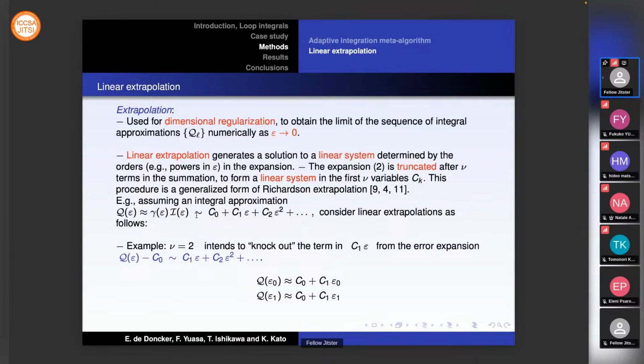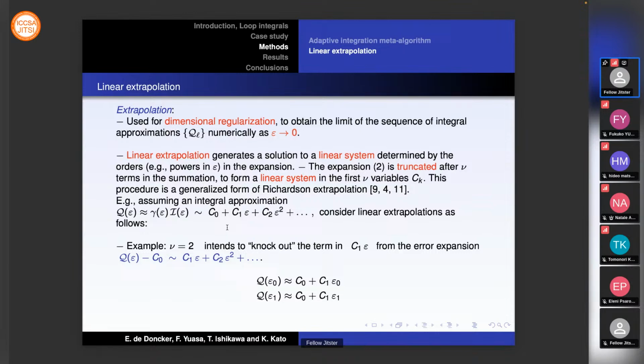So the extrapolation really obtains a dimensional regularization in the dimensional regularization parameter epsilon, which corresponds to obtaining the limit of a sequence of integral approximations Q_L as a function of epsilon numerically as epsilon goes to 0. The linear extrapolation strategy will really come down to solving a linear system of increasing size in successive steps.